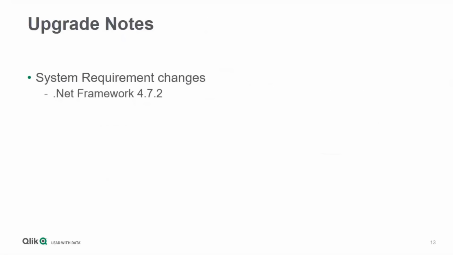Okay, now we're into the upgrade notes section. So the first major system requirement change is November 2018 or 12/30 requires .NET Framework 4.7.2. This is the most current framework version Microsoft offers. It is part of the installation package. So as you run the server publisher install, it will do a check in the environment to see if the framework is installed.